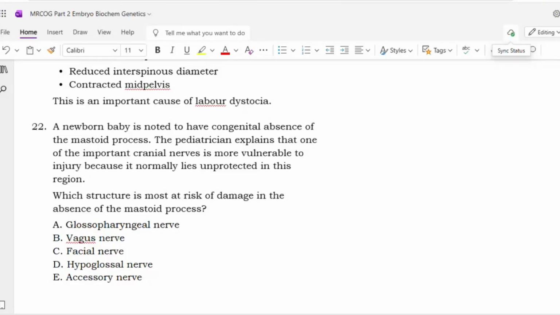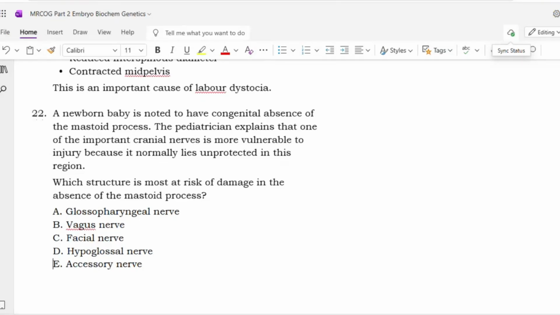The pediatrician explains that one of the important cranial nerves is more vulnerable to injury because it normally lies unprotected in this region. Which structure is more at risk of damage in the absence of the mastoid process? Glossopharyngeal, vagus nerve, facial nerve, hypoglossal nerve, accessory nerve. Sir, option C, facial nerve.